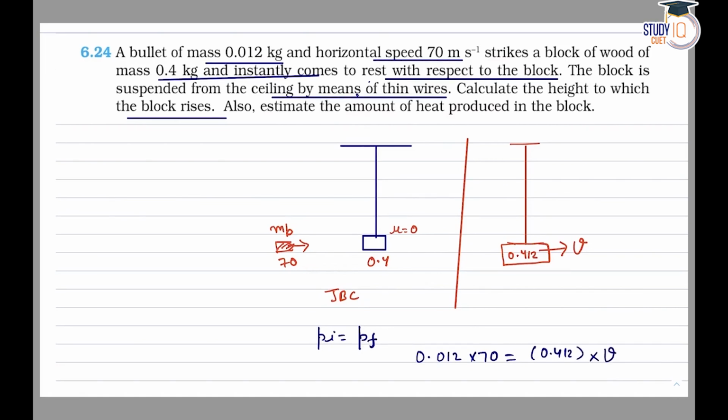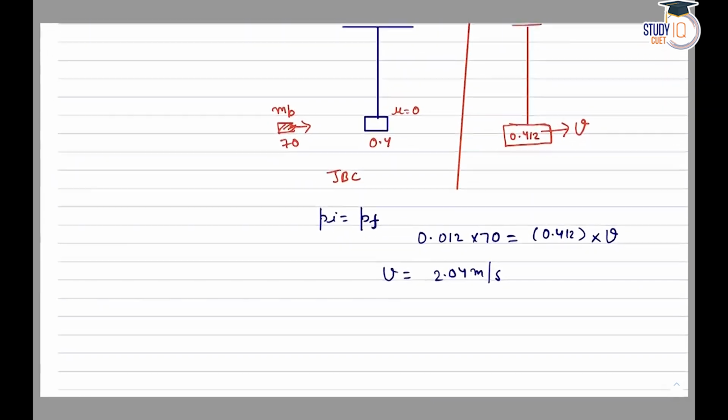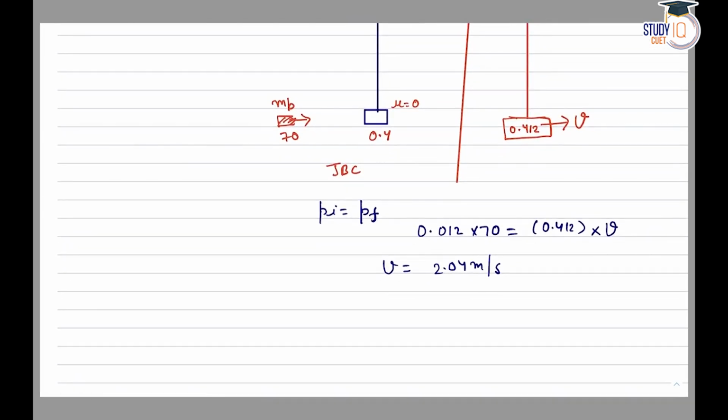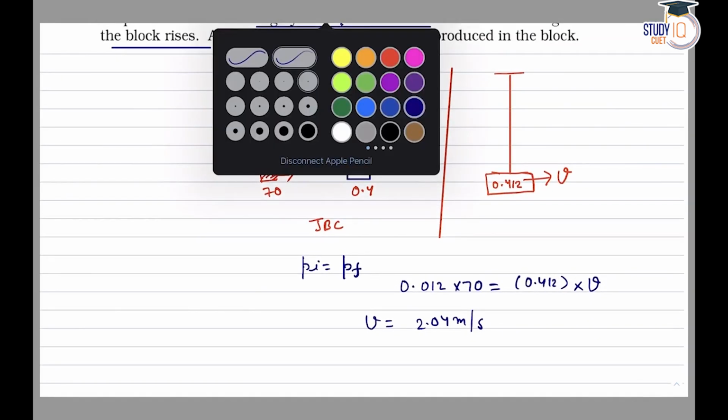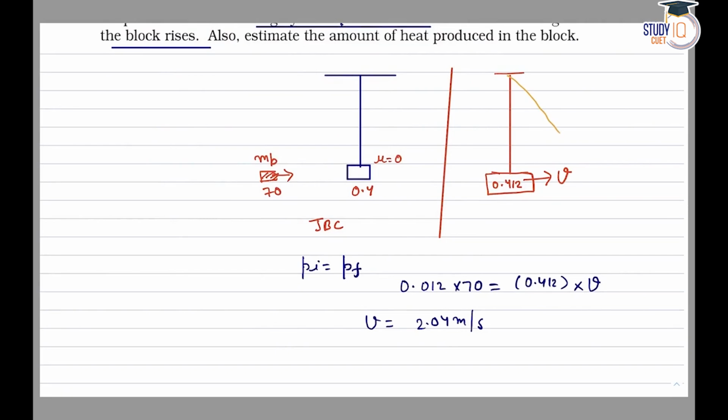Now from this, the value of v comes out to be 2.04 meter per second. So the entire system moves with a speed of 2.04 meter per second. We are supposed to find the height up to which this block will rise. Let's say the block rises by height h and finally comes to rest. The block has gained potential energy, and this potential energy has come from the kinetic energy, or we can say that the initial kinetic energy gets converted into potential energy.